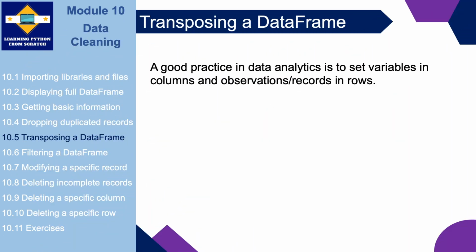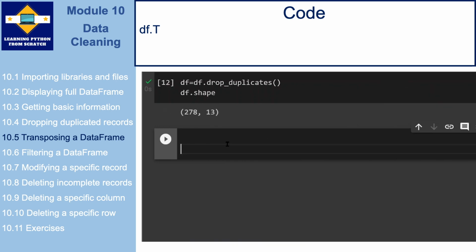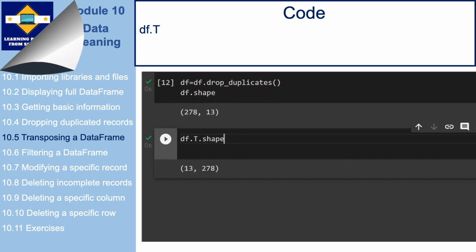A good practice in data analytics is to set variables in columns and observations or records in rows. If our raw dataset is not in this setting, we can use T to transpose the whole data frame. So here we type df.T.shape. And now you should be able to see that we actually transposed the shape. Now it becomes a data frame with 13 rows and 278 columns.